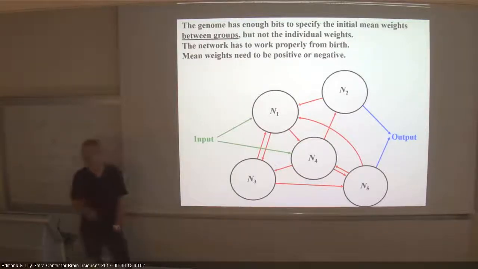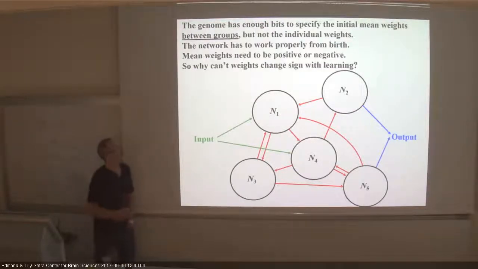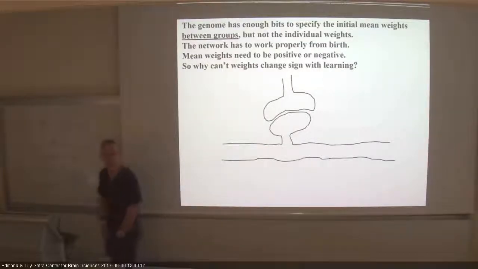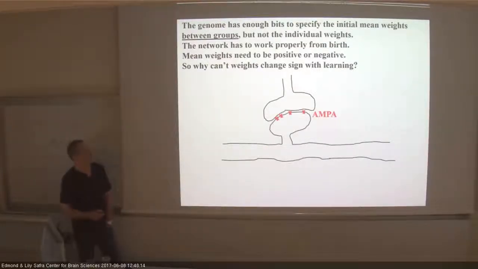So this is massive speculation, right? And that would, as a first pass, explain excitatory and inhibitory neurons. But of course, why can't the weights change with learning? And here, so that we can go back, this is a synapse, right? You can imagine having an excitatory synapse. It's got AMPA receptors there.